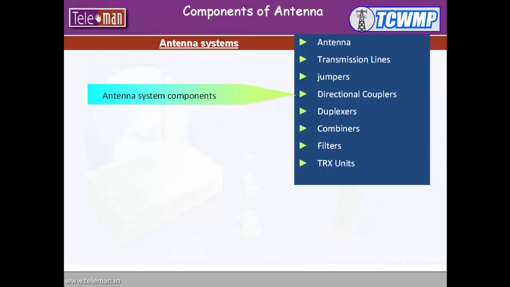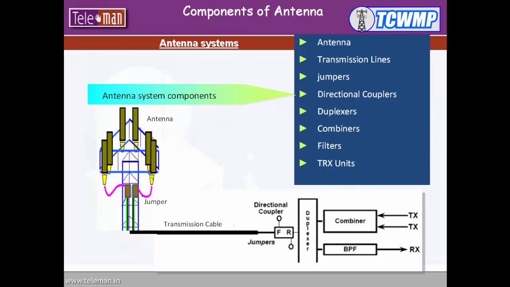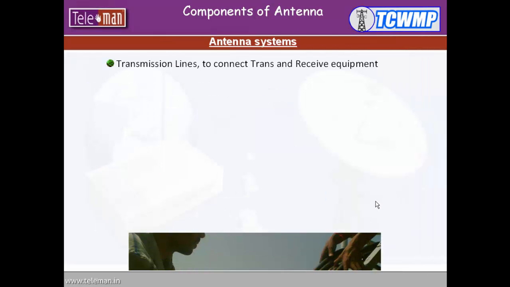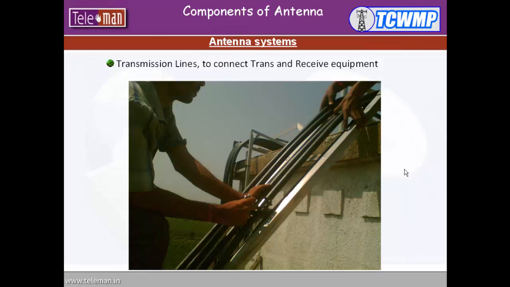Antenna system components. Here we'll have antennas, transmission lines, jumpers, directional couplers, duplexer, combiners, filters, and TRX units. So this will inform you about the antenna system. We have antennas, transmission lines, jumper cables, directional couplers, the duplexer we are using, combiners, filters, and then our TRX units.